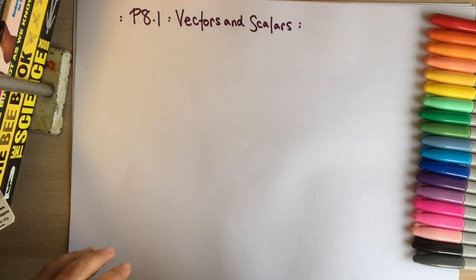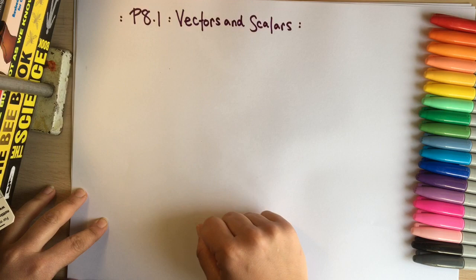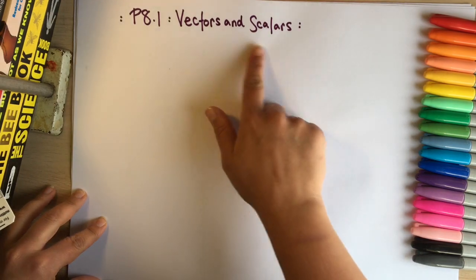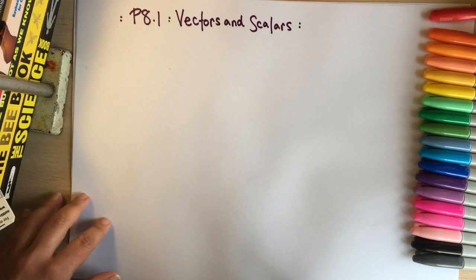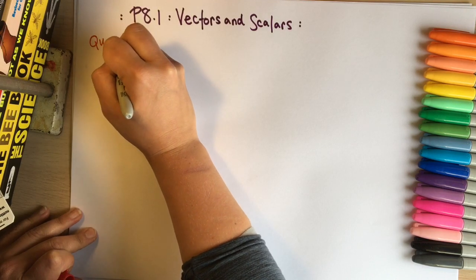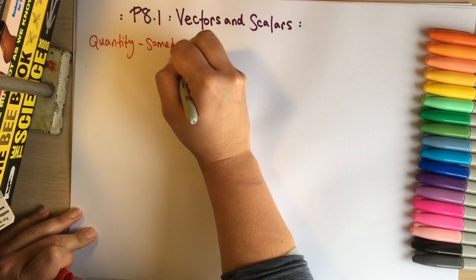Okay folks, so this lesson is about vectors and scalars, and it is the start of P8, so the next topic, which is all about forces in balance. So vectors and scalars are a type of something that we call quantities, and a quantity is simply something we can measure.